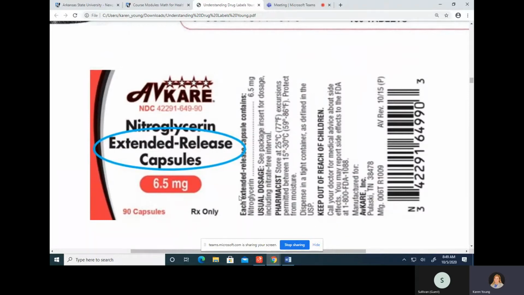So what's my generic name? Can you read it? Nitroglycerin. And what's the drug form? Capsules. It's actually extended release capsules. It's a specific type of capsule. But if you put capsules on it, I'll be okay with that. Dosage strength. 6.5 milligrams.